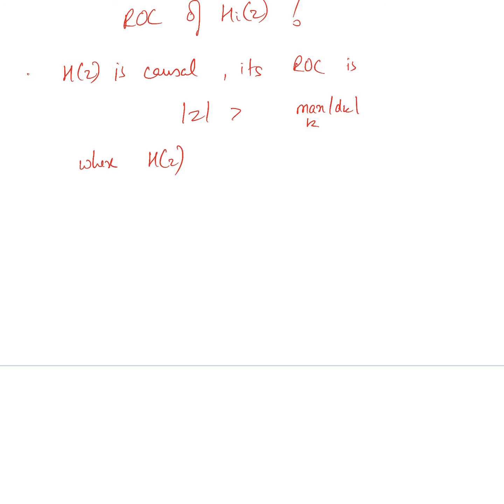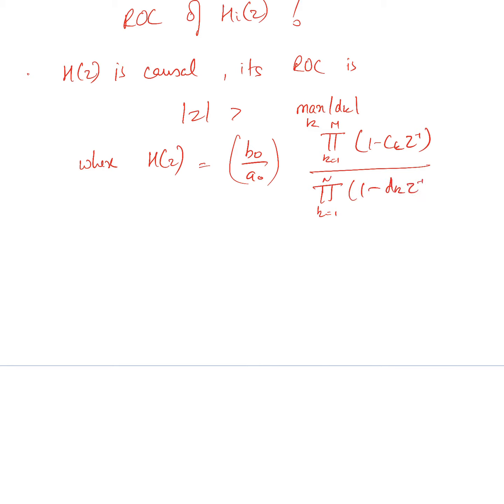Where your h of z, let's write it once again, is b naught over a naught, multiplied by the product for k equal to 1 to m of 1 minus ck z inverse, divided by the product for k equal to 1 to n of 1 minus dk z inverse. Okay, so any ROC for hi of z that overlaps with the above region is a valid ROC for hi of z. Clear up to this point?